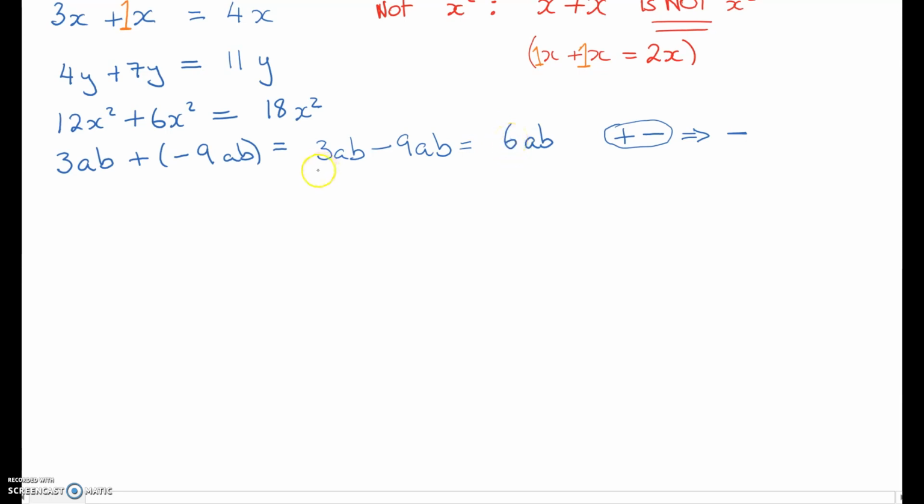And the last thing we have to figure out is what's the sign of our answer going to be. Well, look at which number was bigger. Was it the 3 or the 9? 9 is obviously bigger, and it was a minus.